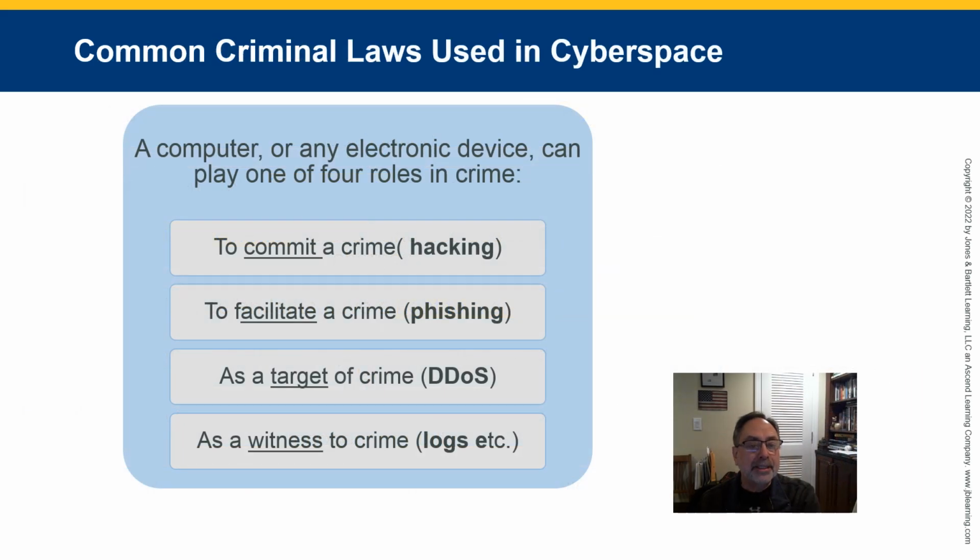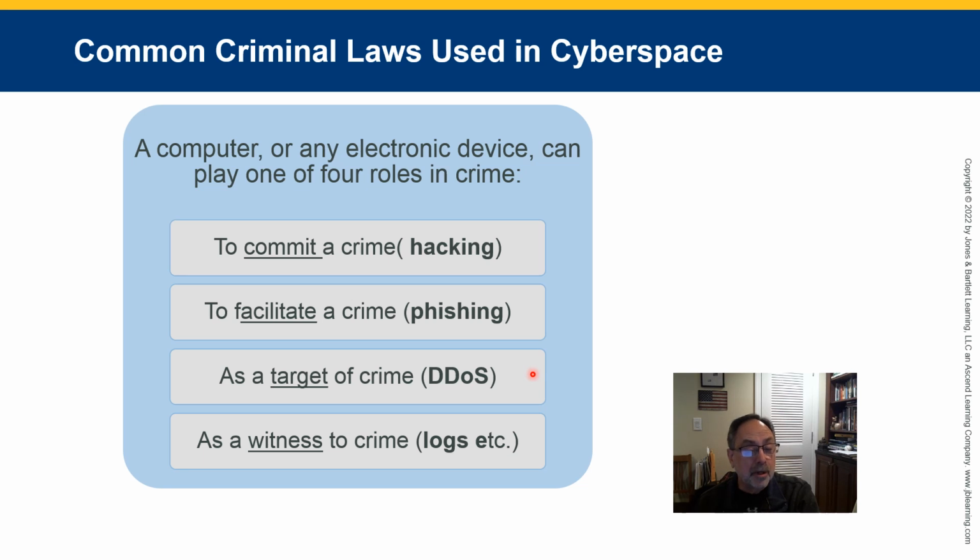There are 4 ways that an electronic device or a computer can be used to commit a crime, for someone to commit a crime with, and these are the 4 roles. Committing a crime is hacking. That's actively hacking. You're committing a crime. Phishing, that's intent to commit a crime. You're trying to facilitate a crime.